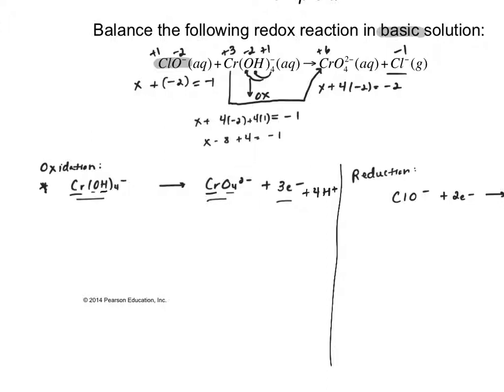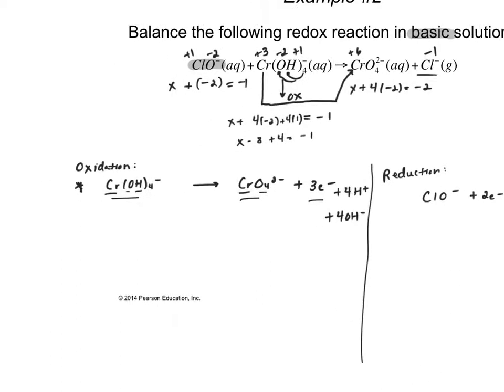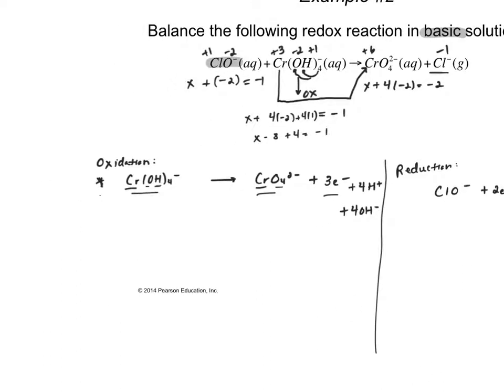Now, because we are in a basic solution, this one little extra step that we have to take into account is we have to neutralize any protons we added. And we have to do that via the inclusion of hydroxide ions, okay? So if I want to neutralize these 4 protons, I need to add an equivalent amount of hydroxide, which is fine, but if I did it to that side, I also have to go back and do it to the other side, okay? So if I added 4 hydroxides to the product, then I also have to go over and add 4 hydroxides to the reactants, okay?